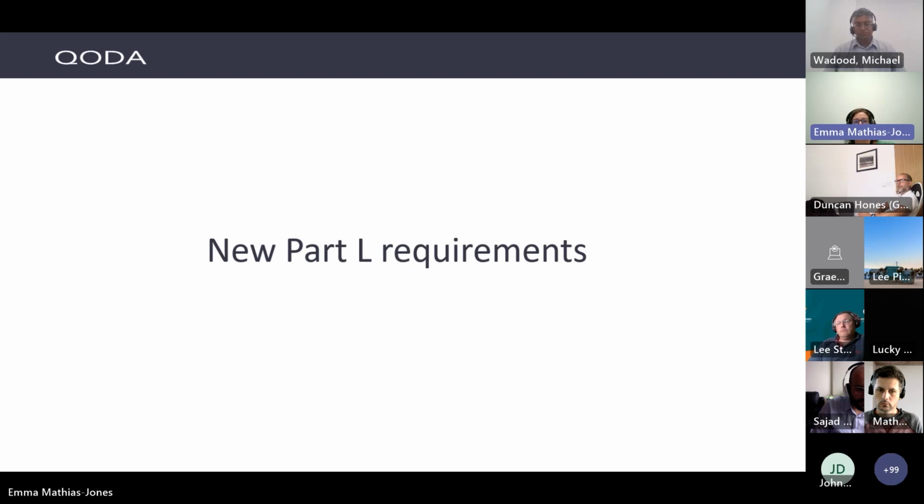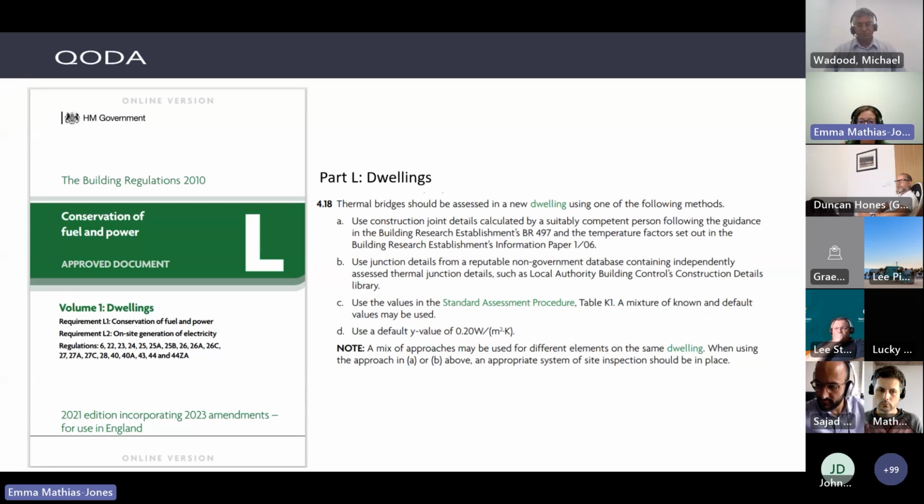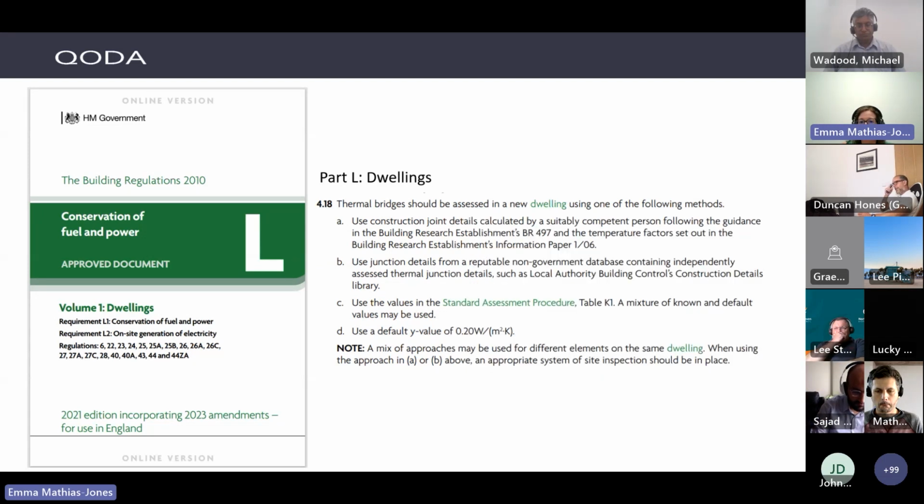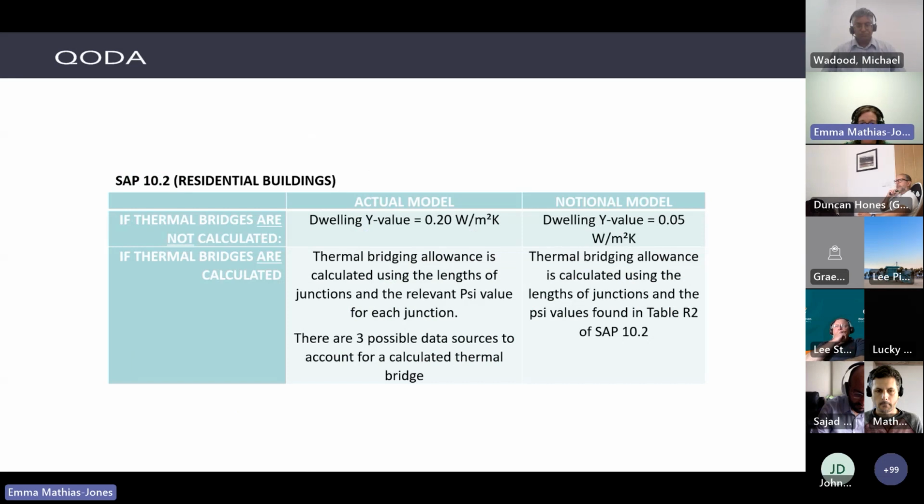And then, where this sits in terms of the new Part L. For dwellings, these are the requirements, and what that essentially means is there are 3 sources of information where you could get a psi value from. Essentially, it's just actually calculating the junction. And then this summary hopefully is a little bit easier to digest.